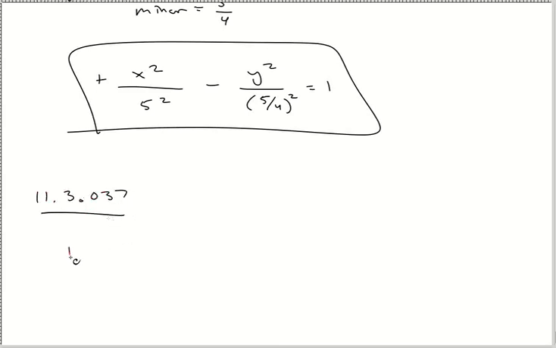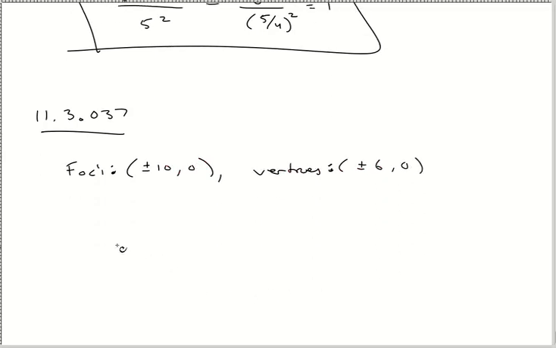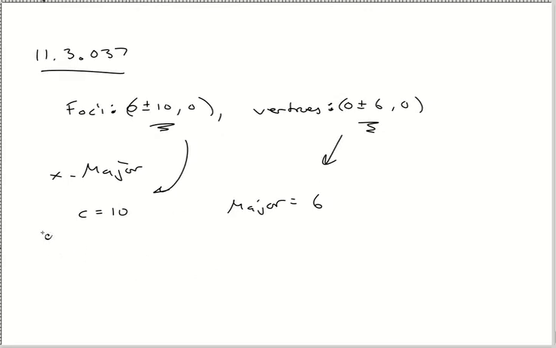113037. So they're going to throw different stuff at us all the time. Foci, they say, is at plus or minus 10, 0. And then my vertices are at plus or minus 6, 0. Something you should see immediately is that we have an x major. See how x's are my majors here? Again, you can say that's centered at 0, plus or minus some amount. So x major. I have c equal to 10, and my actual major distance, capital M, is a 6. You can see that from here and here. So that's good stuff. You can find your minor using these.